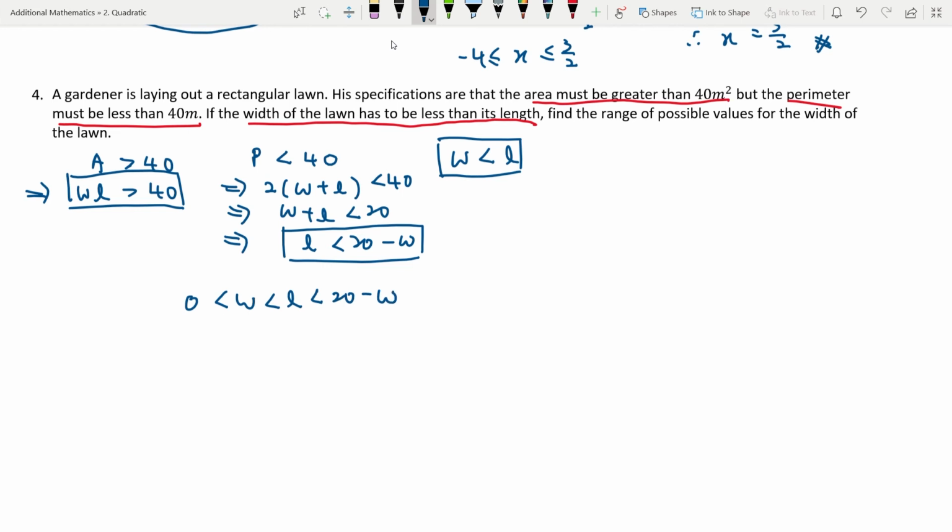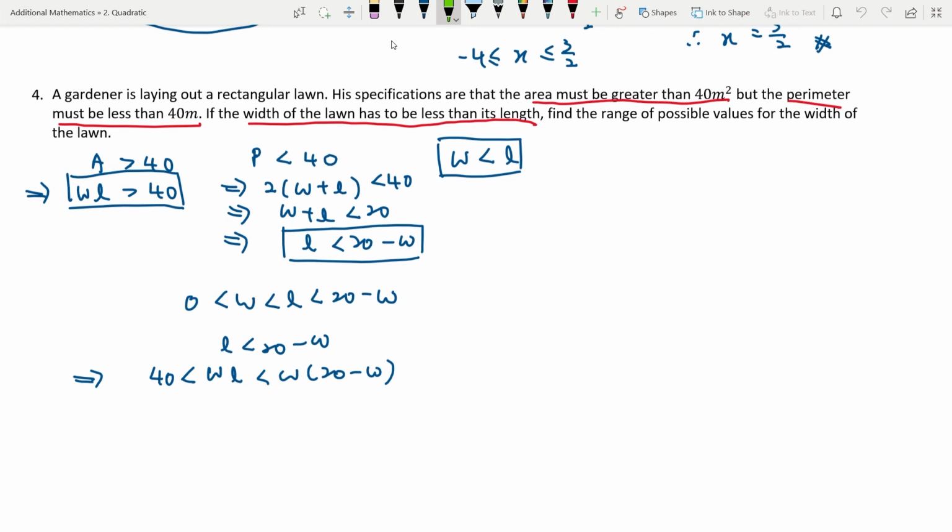We need an inequality for the area as well. Let's start from the second piece. Length is less than 20 minus the width. We multiply both sides with the width. And we know that area must be greater than 40. We can combine it over here.